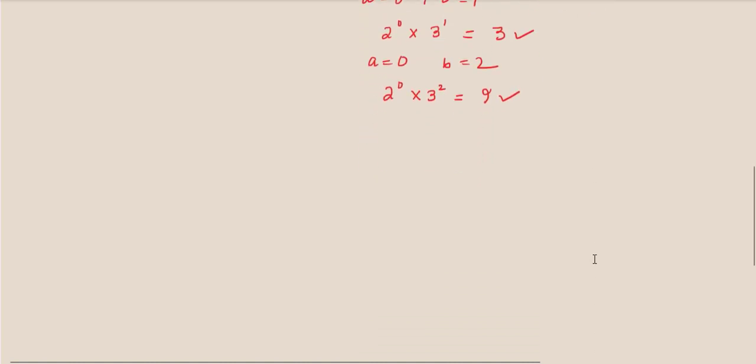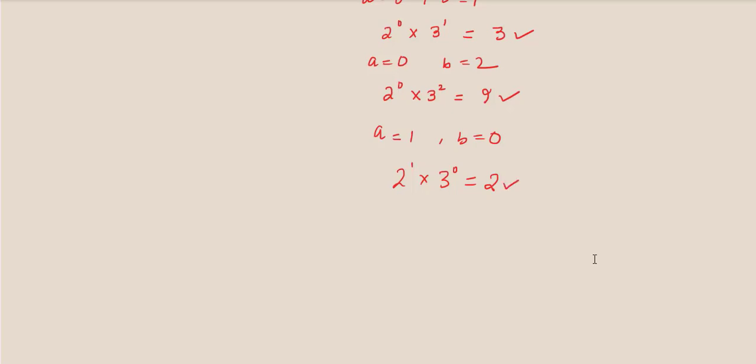Okay. Now, when A is 1 and B is 0, then 2 to the power 1 multiplied by 3 to the power 0 is 2. So from here we get 2 as the factor of 18. When A is 1, B is 1, then 2 to the power 1 multiplied by 3 to the power 1, and we get 6 as the factor of 18.